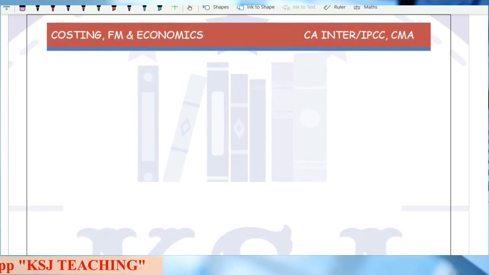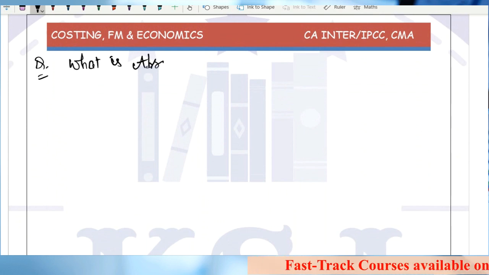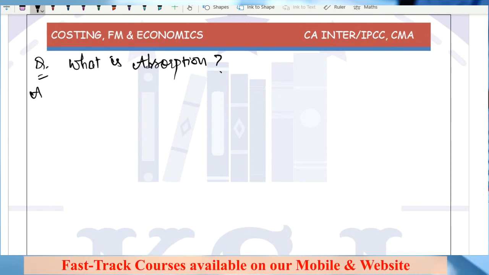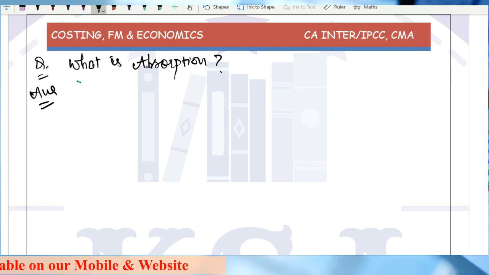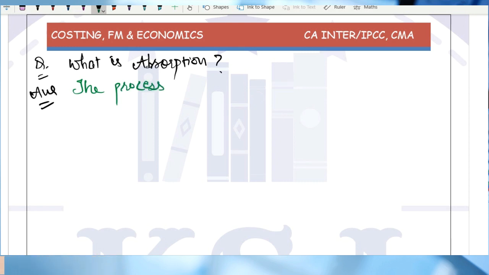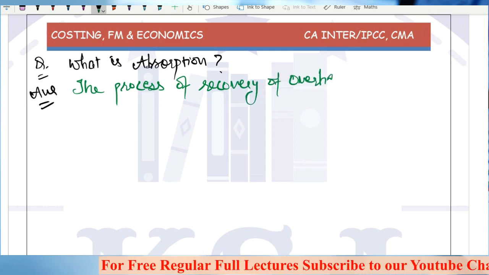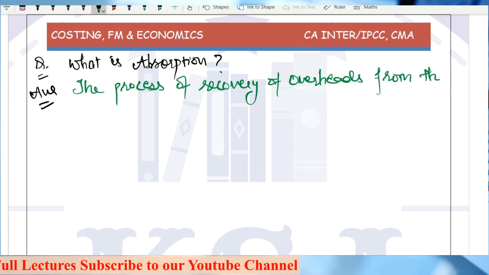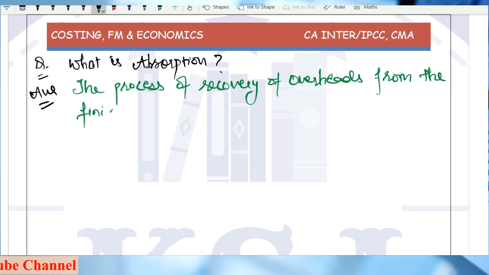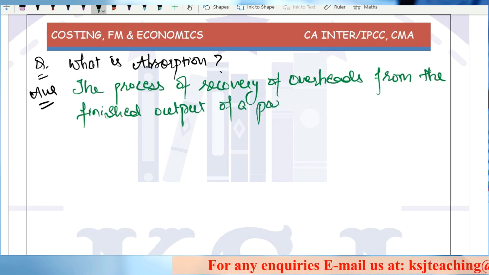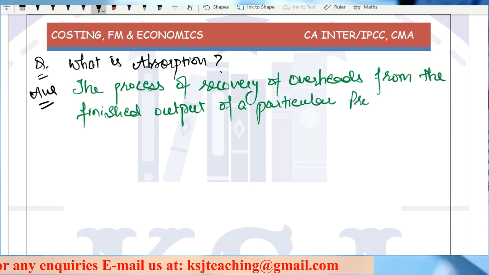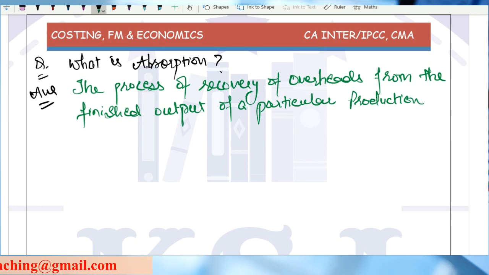So you can write down: what is absorption? Absorption is the process of recovery of overheads from the finished output of a particular production department. So this is the process of absorption.